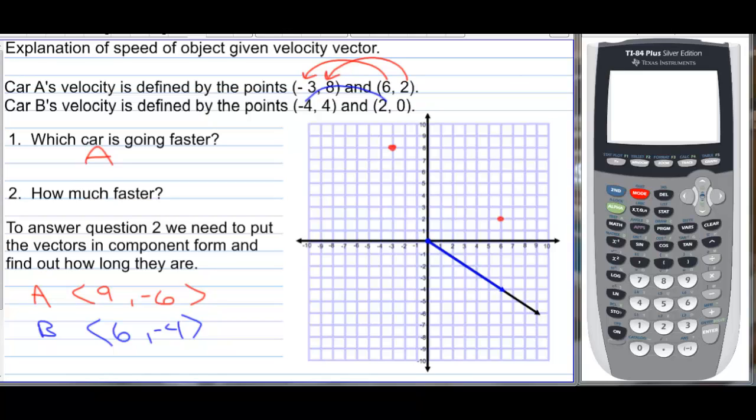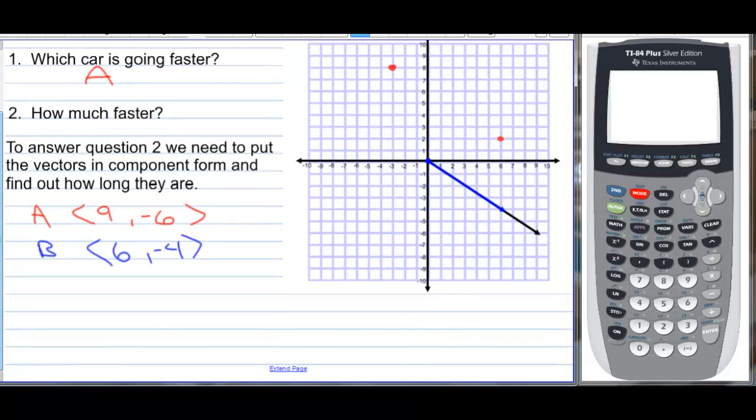So now we want to know how much faster A is going than B. So how do we find the length of those vectors? Not a trick question. How do we find the length of those vectors? Duncan? Distance formula. What's the distance formula really? What is it? Pythagorean theorem, right? That's what we need to do. All right, so it's the Pythagorean theorem.